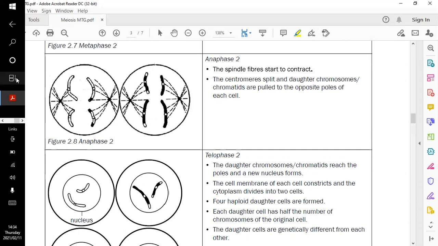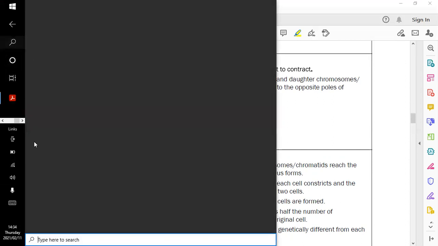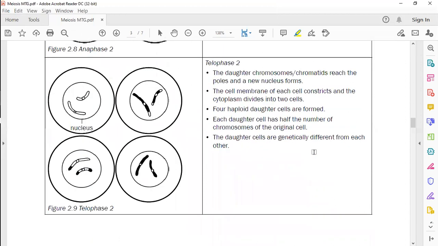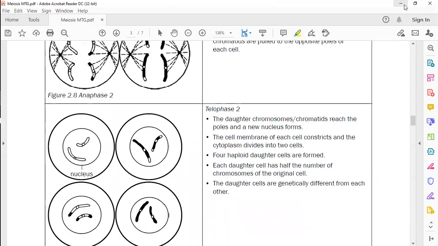Okay, let's just give me 2 seconds. I just want to get into my settings here. Okay, it's fine. I'm going to leave that for now. Okay, so let's go to the questions, because as we go through the questions, there's going to be more understanding of when it is haploid and when it is diploid.